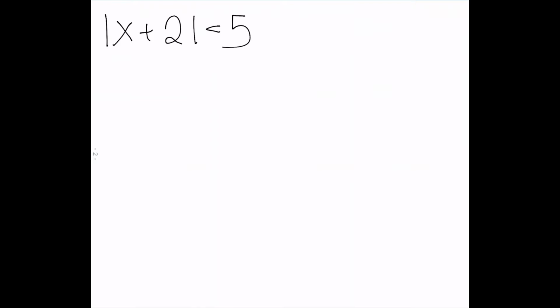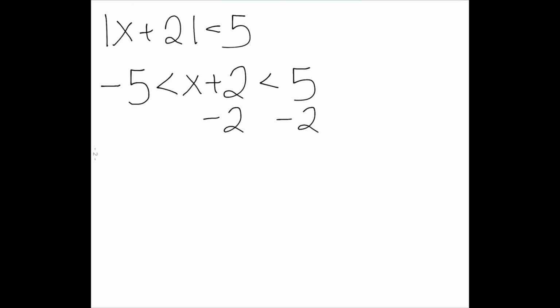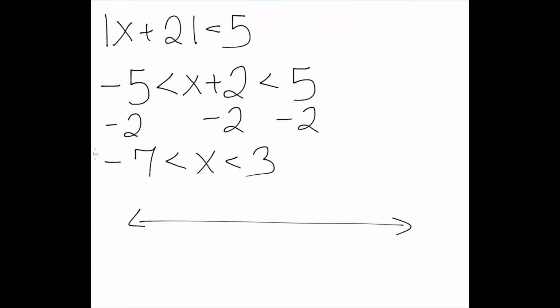Absolute value of x plus 2 is less than 5. So this is the less than case. And for the less than case, the rule is negative, that number, less than what's in absolute values, less than 5. I can subtract 2, and I get negative 7 is less than x is less than 3, which we can graph. I do not include my endpoints, so open dots, and we would shade in the middle.